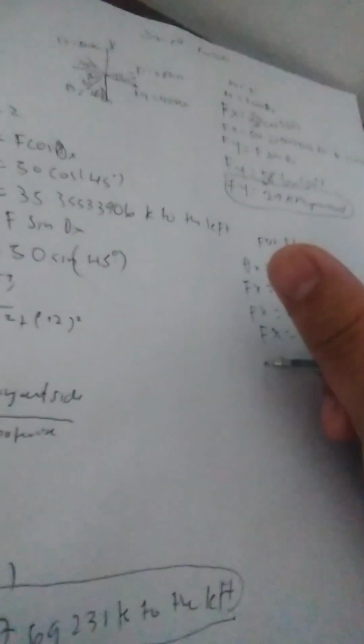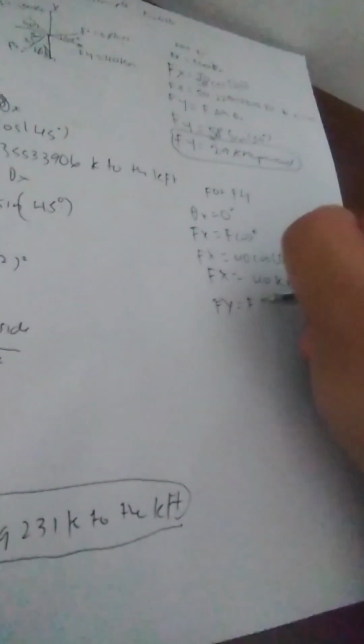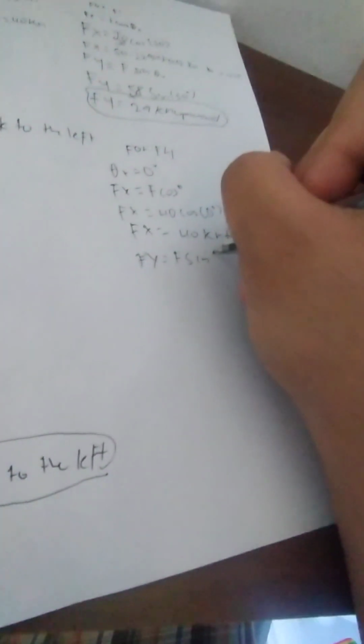So the solution for Fy is Fy equals F sine, so Fy will become 40 sine 0 degrees, and sine of 0 degrees will become 0. So the final answer for Fy is 0.